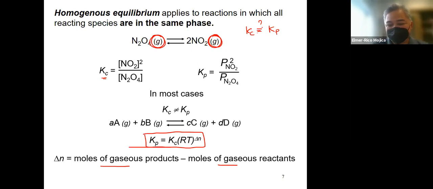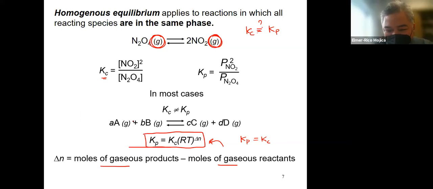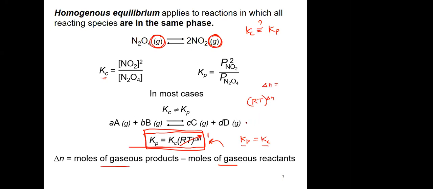Now, if this is the relationship between the two, which I would suggest you memorize, when will Kp equal Kc? In what case does Kp equal Kc? Look at the equation here. When does Kp equal Kc? When this one is equal to what? 1. And when does RT raised to delta n equal 1? When delta n is equal to 0.